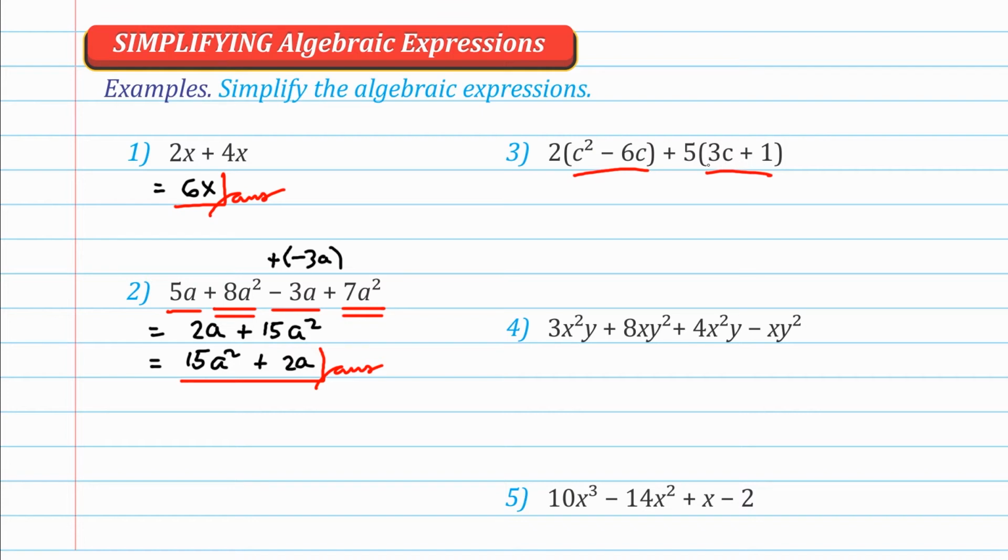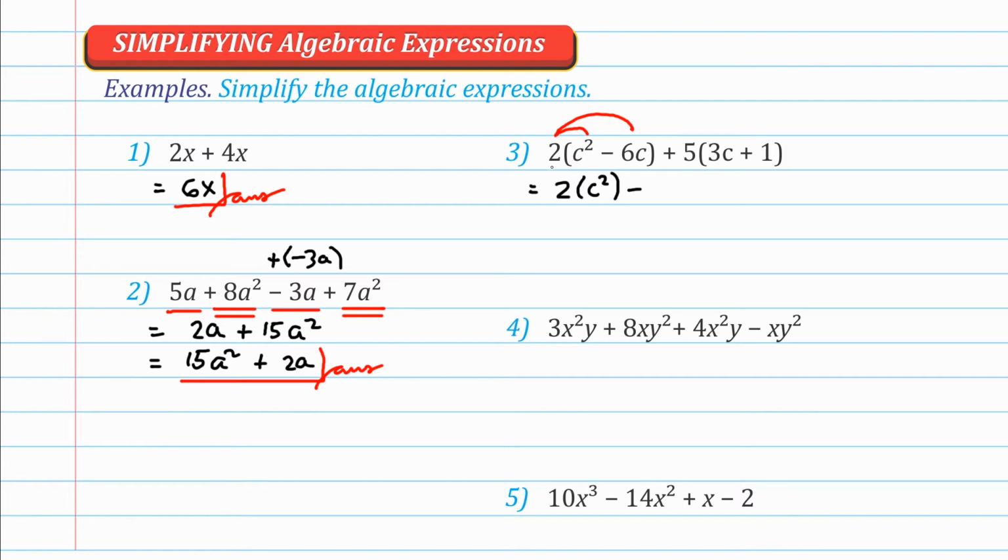Buti na lang, we can use our distributive property. Now, ano na nga ang sinasabi ng distributive property? Distribute 2. So, i-multiply mo sa c squared and then i-multiply mo sa negative c. Let's try and do that. So, we write here, we have 2 times c squared. Let's write that. We have 2c squared. And then, minus, di ba? We can distribute.